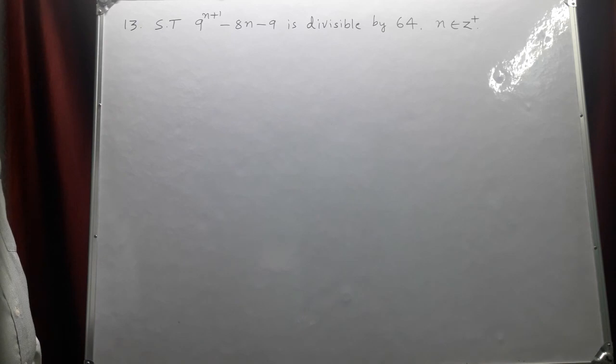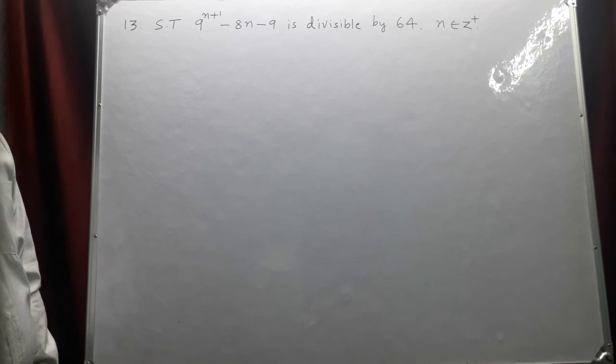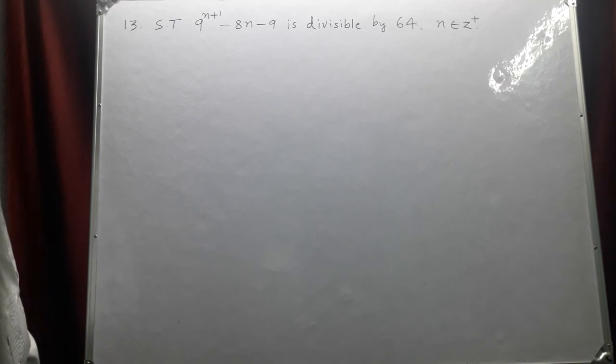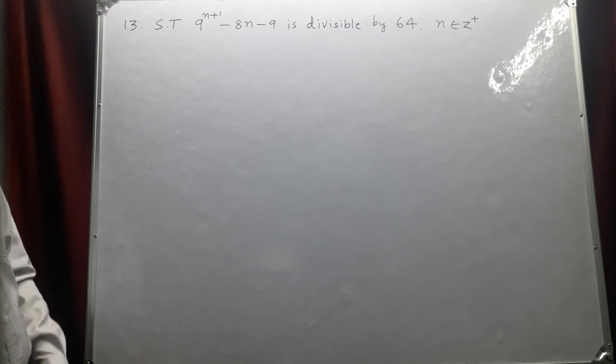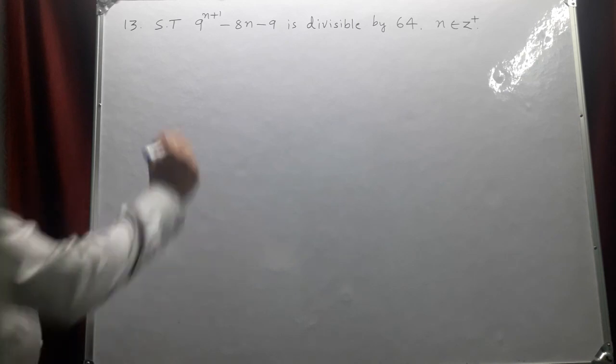So similarly, you can solve question number 12. It is similar to question number 11. Now question number 13. Show that 9^(n+1) - 8n - 9 is divisible by 64 for positive integer n, where n is a positive integer. Solution.